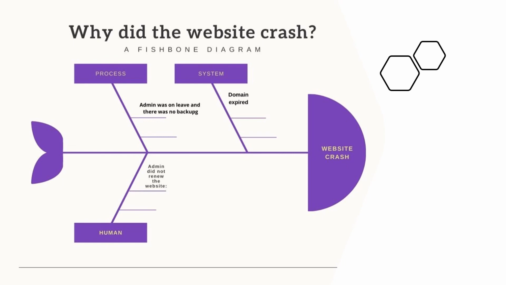So you now may ask the next question, why did the domain expire? And you may receive a response, because the admin did not renew the domain. So why did the admin not renew the domain? Because he was on leave and there was no backup. So now you know the root cause and can agree on a process to have a backup in place when the admin is on leave.